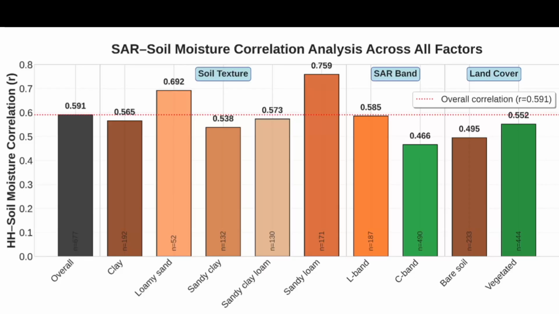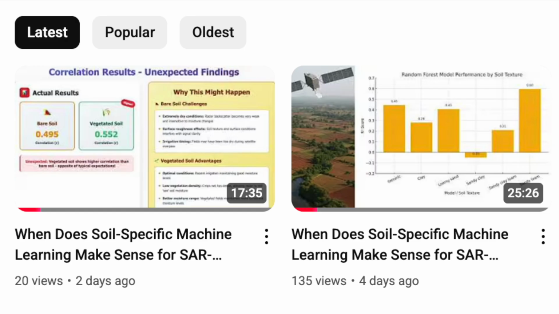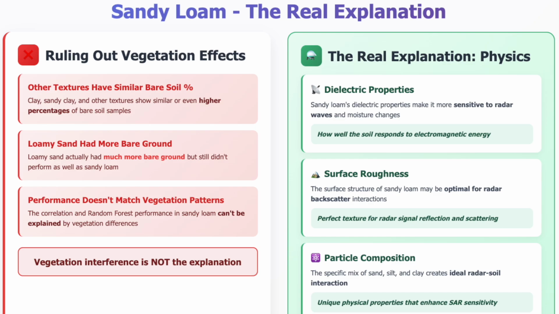So as a quick recap, here I show you a simple correlation plot between the HH backscatter and the field measured soil moisture. Why HH? Because it was the most important feature. So you have to watch those two videos before coming here. And in part 2 of the video, we checked that the higher correlation of sandy loam and loamy sand was not due to the vegetation.